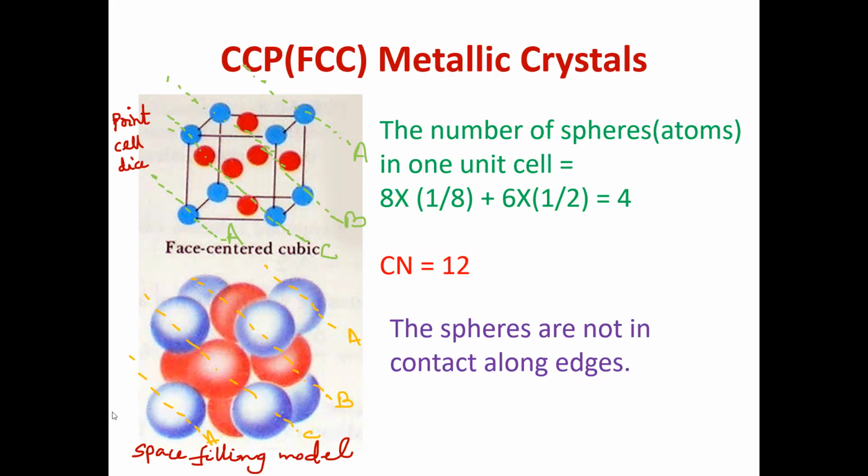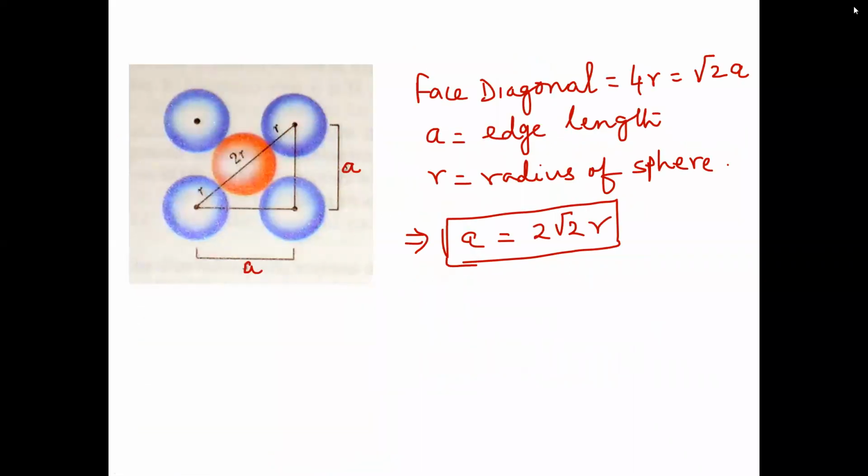We have done that, and here also the spheres are not in contact along the edges. The spheres sitting at the corners of the cube are not in contact along the edges, just like in BCC. And I think we also have a geometrical derivation: if we draw one face, then this is the face diagonal, not the body diagonal. This is the face diagonal, which is root 2 a. I think we have not done this.